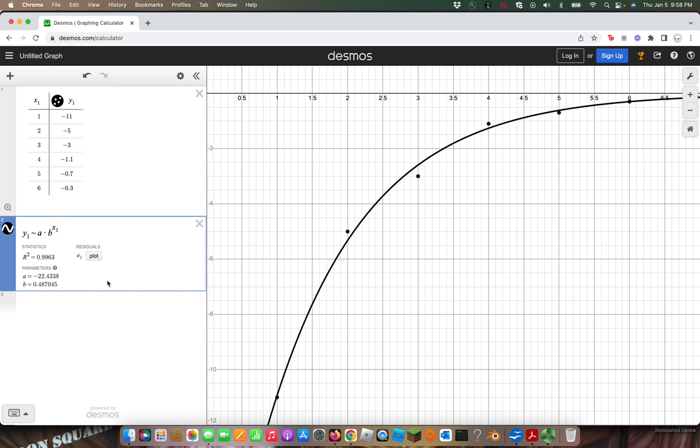Also notice down here for our statistics that our r squared, remember that's our correlation coefficient that we're using to determine whether or not we have a good model, is very close to 1. It's 0.9963, very close to 1, which indicates that this is a good model for our function, and it gave us the best possible values for a and b. A is equal to negative 22.4338. It's a negative number, just like we expected, because it's an exponential that's flipped over the x-axis. And then our b is 0.487045. Notice that is between 0 and 1, again, just as we expected.